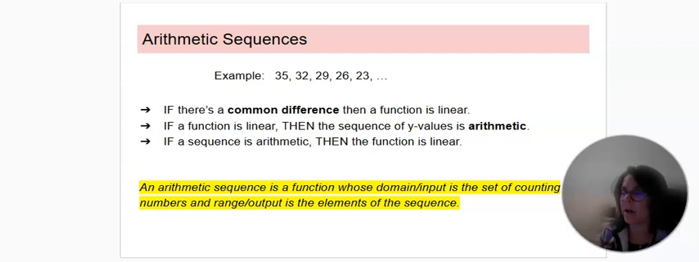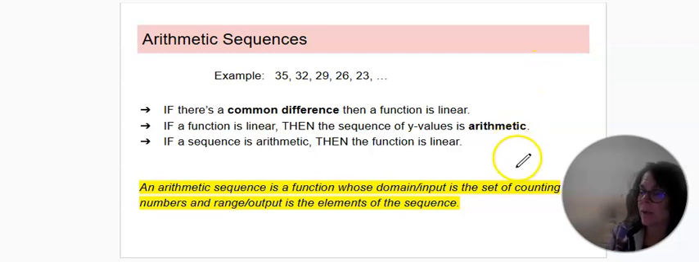The definition of an arithmetic sequence, you can see it highlighted in yellow, is a function whose domain or input is the set of counting numbers, and the range or output is the elements of the sequence. Here's what I mean. 35 is the first term in the sequence. 32 is the second term in the sequence. 29 is the third. 26 is the fourth. 23 is the fifth, and so on.